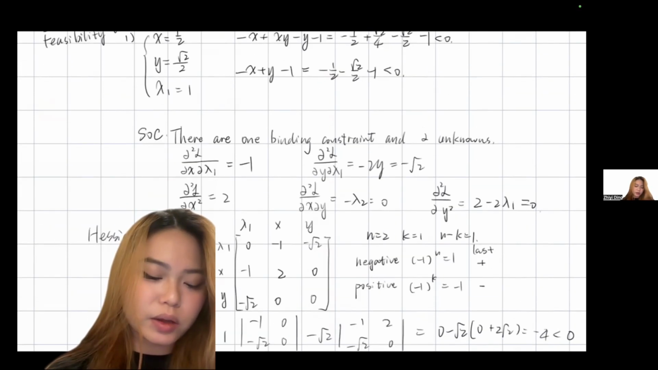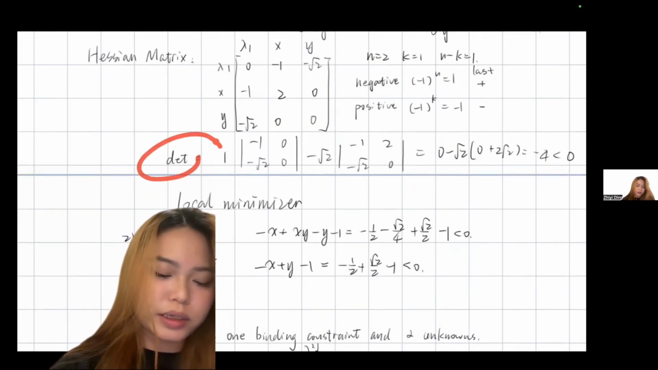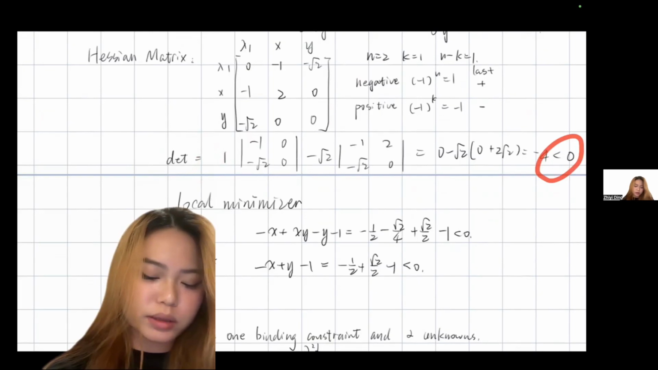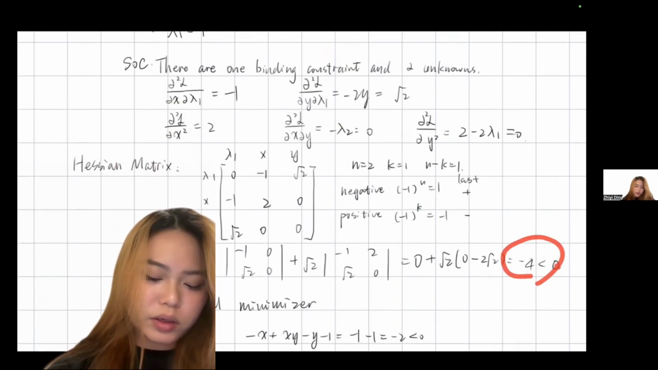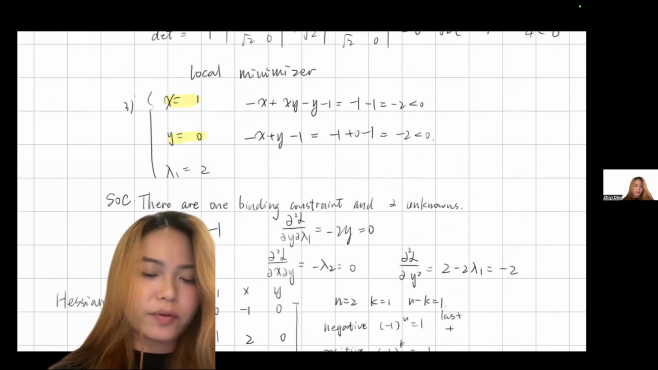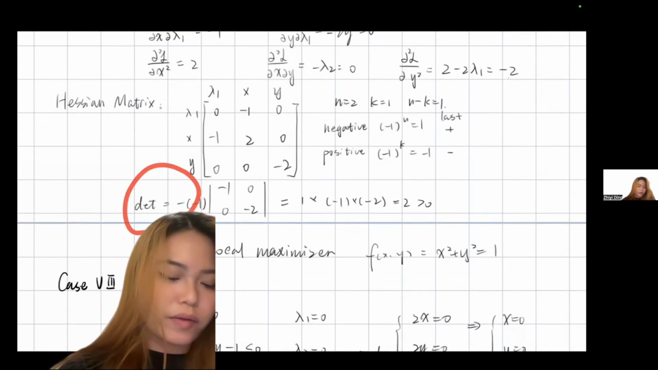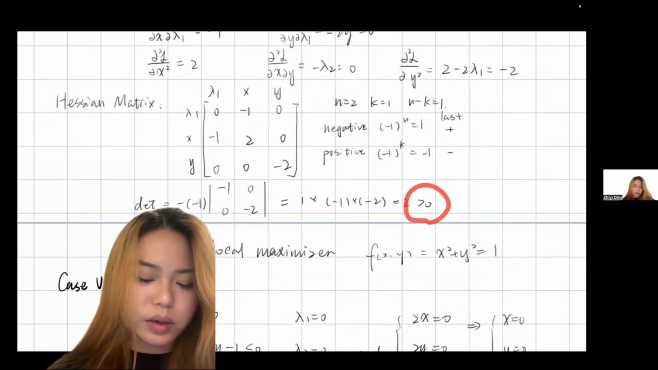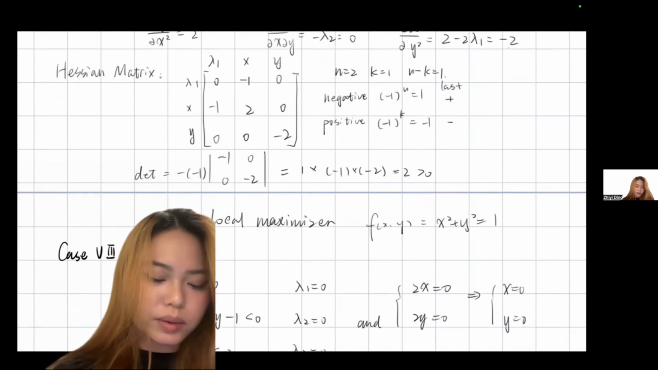For the first and second results, both pass the feasibility test, but the determinant of the Hessian matrix is smaller than 0 for both. So they are both local minimizers. The third result passes the feasibility test too, but its determinant of the Hessian matrix is bigger than 0. So this one is a local maximizer.